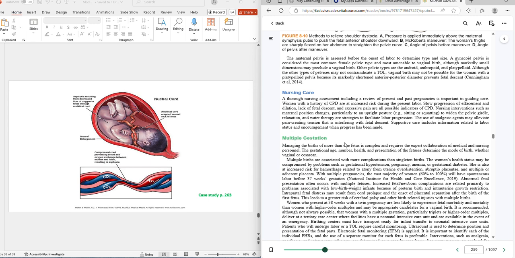All right, nuchal cord. Let's talk about this. It's on page 261.